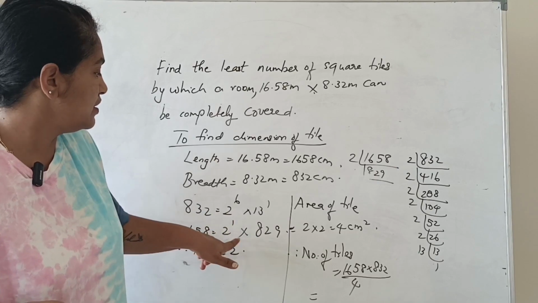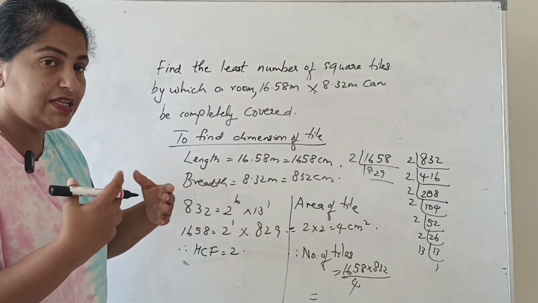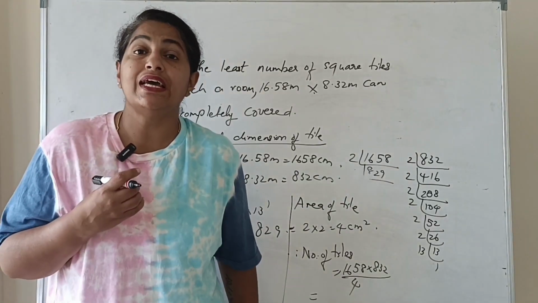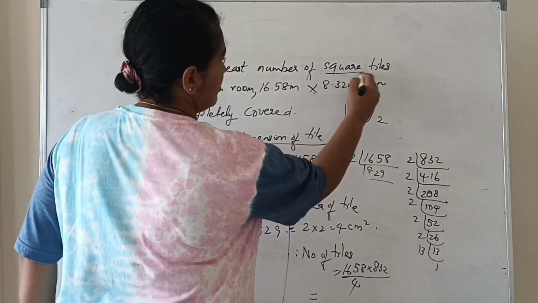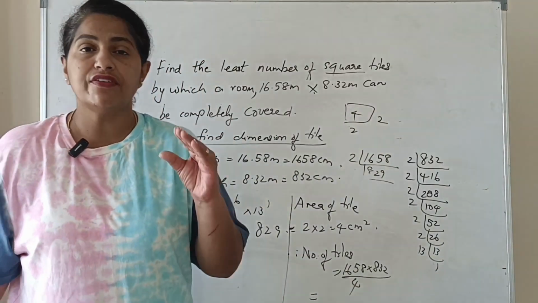So 829 and 832 is 2 raised to 6 into 13. So the HCF will obviously only be 2. Now I know the dimension of the tile. The dimension of the tile is 2 by 2 because it is mentioned it is a square tile. So what is the area of the tile? 2 into 2, 4. So 4 centimeters square.